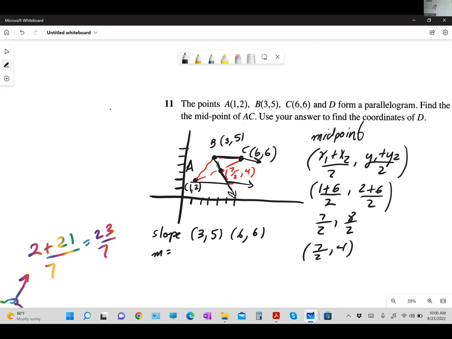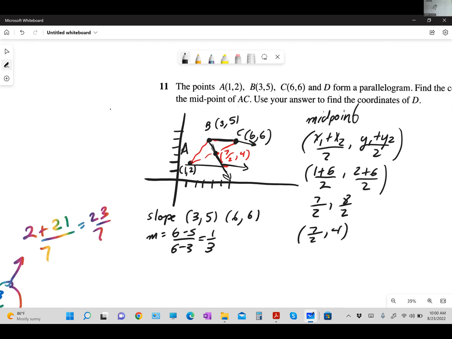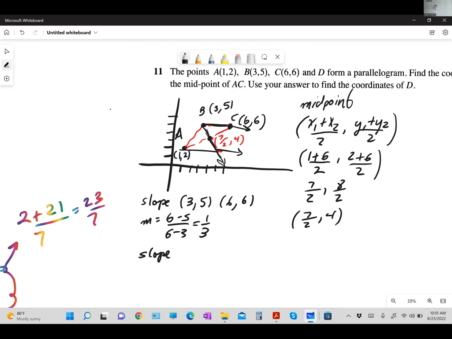So the slope is going to be 6 minus 5 over 6 minus 3, which is 1 over 3. Great. So now you know the slope for 1, comma 2 and D, let's just call it X and Y. If you did Y minus 2 over X minus 1, it would also give you 1/3. Wouldn't it?